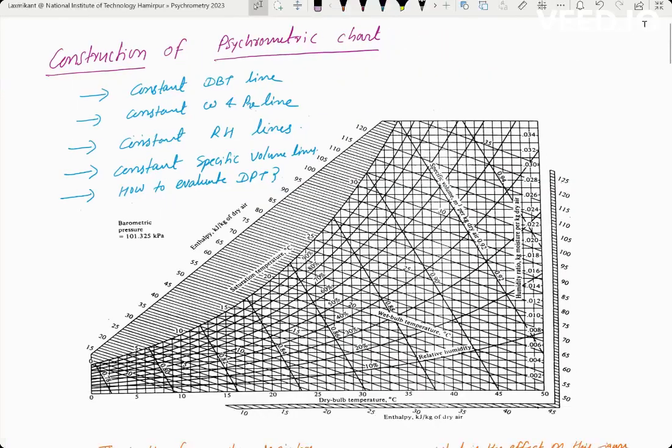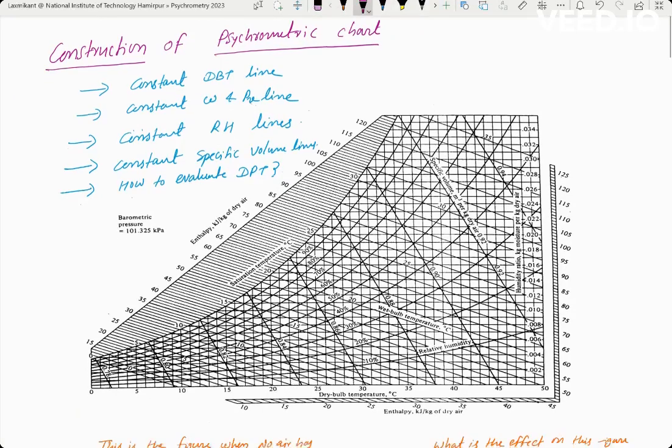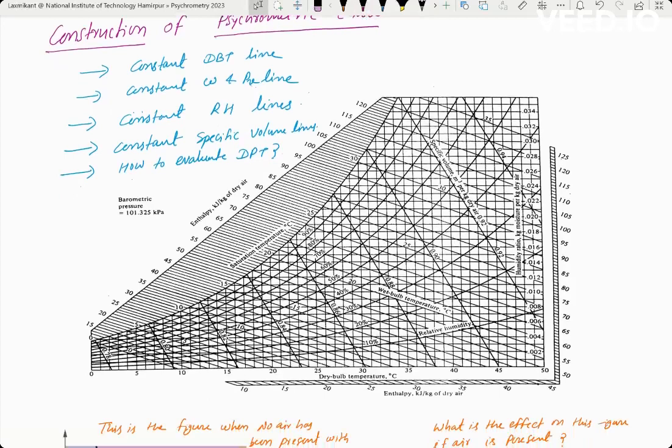Next lecture is about the construction of the psychrometric chart. In this lecture, we will study the construction of different property lines, like constant DBT lines. All the vertical lines in this chart are constant DBT lines. Similarly, constant omega and PV lines are all horizontal straight lines, which are constant humidity ratio or constant vapor pressure lines.